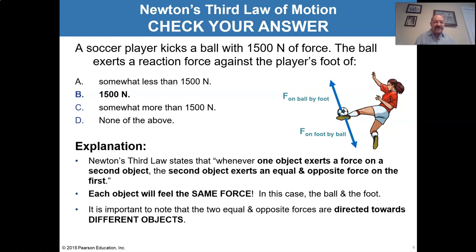Now, this is a very, very important point, this third line in the explanation. It's important to note that the two equal and opposite forces are directed towards different objects. Why am I telling you this? Because this is a point I didn't quite get when I first learned this topic, and it really struck me as, how can anything move if they're always equal and opposite forces every time a force happens?